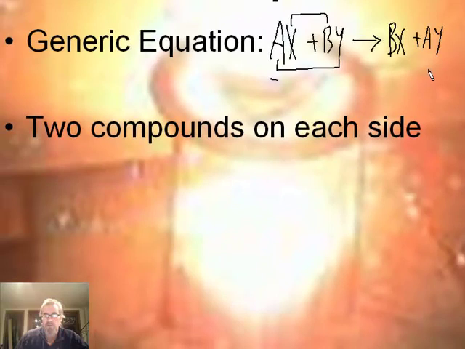You can spot these because they have two compounds on each side. A very common pattern in double replacement reactions is cations and anions switch partners. You can just take the inside two ions and put them together, and that'll make one of your products. And the outside two ions go together to make the other one of your products.